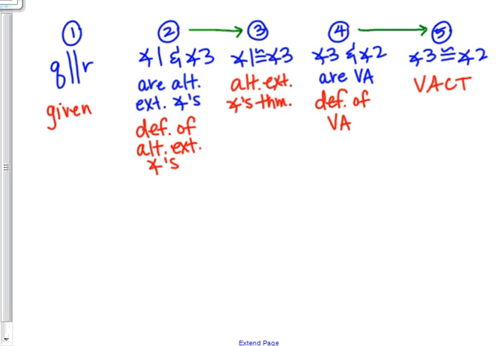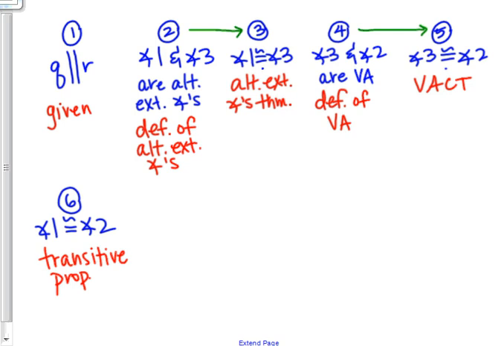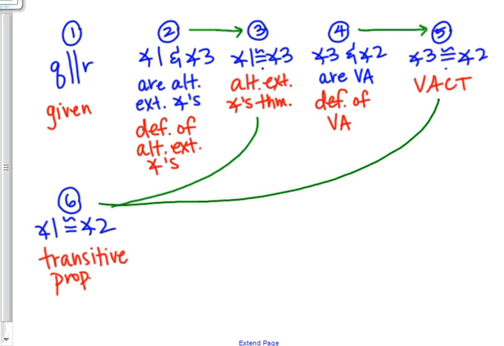And then step 6, I was trying to get to the fact that 1 and 2 were congruent, and I finally have a couple congruency statements that I can go from. So I say that 1 and 3 are congruent, and 3 and 2 are congruent. So by the transitive property, 1 and 2 have to be congruent as well. So in step 6, finally 1 is congruent to 2, and that's just the transitive property. That came from step 3 and step 5. And I'm done.